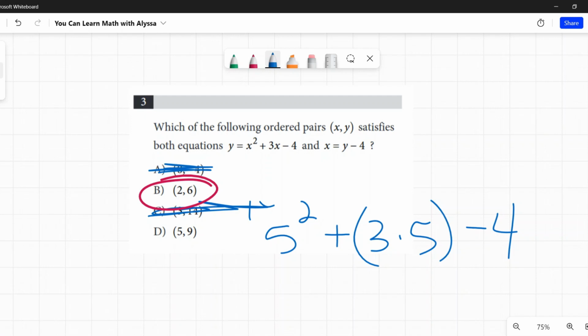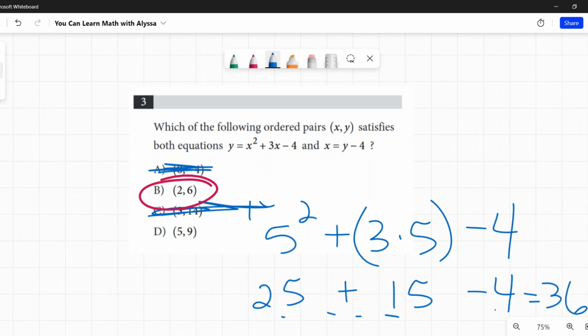So here I'm going to check D. 5 squared is 25. 3 times 5 is 15, minus 4. Ooh, this is not going to be 9. 25 plus 15 is 40. 40 minus 4 is 36. That does not equal 9. So that's my confirmation. The answer is B.